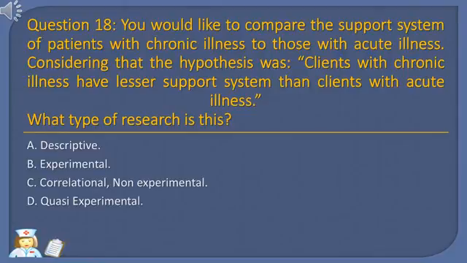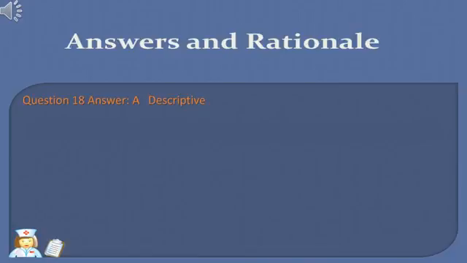Question 18. You would like to compare the support system of patients with chronic illness to those with acute illness. Considering that the hypothesis was, clients with chronic illness have lesser support system than clients with acute illness, what type of research is this? A. Descriptive. B. Experimental. C. Correlational, non-experimental. D. Quasi-experimental. Question 18 answer: A. Descriptive.